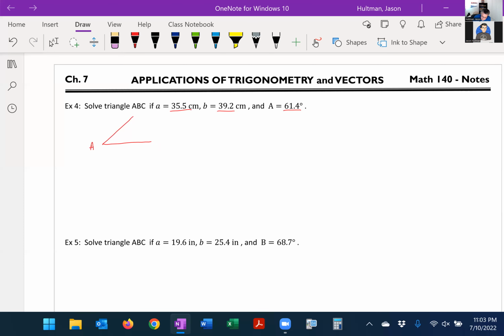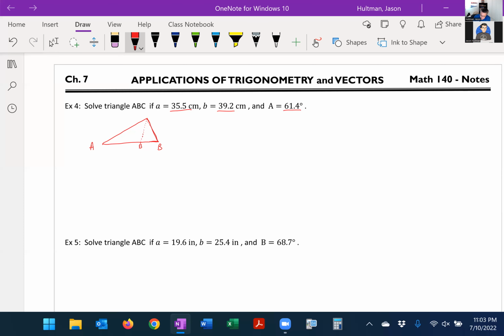Maybe I'll make this angle a little less steep. And so we'll call this angle B. Now, in this case, we could have an angle B here, or we could have angle B here. So there's two different cases here.